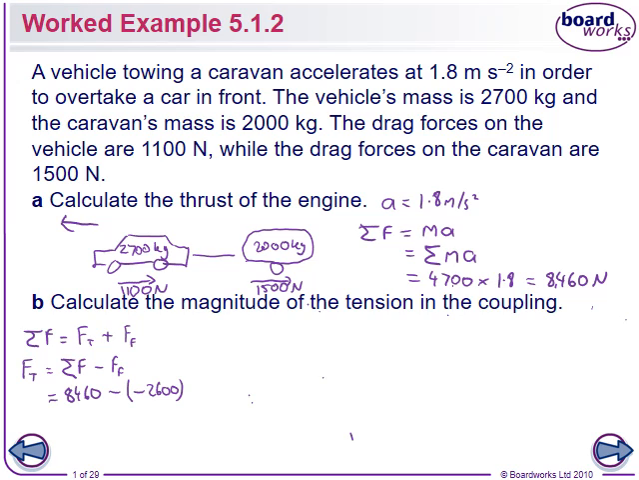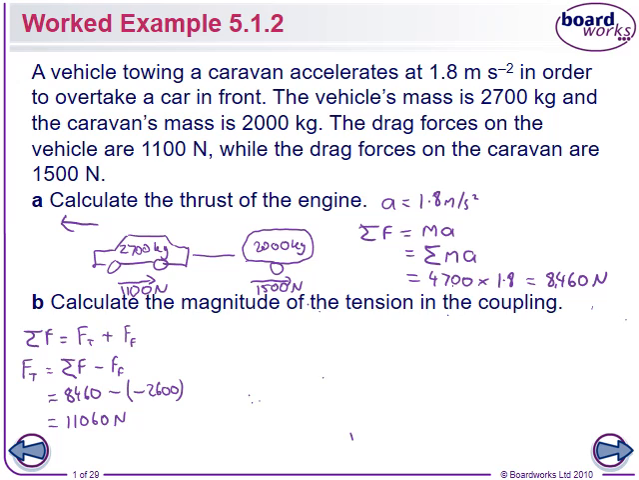8,460 plus 2,600. And so we get 11,060 newtons. Okay, so that is the thrust of the engine, 11,060 newtons. Now, another way to think about this is our car's engine, the thrust, is applying 11,060 newtons. It has to overcome the 2,600 newtons of friction.